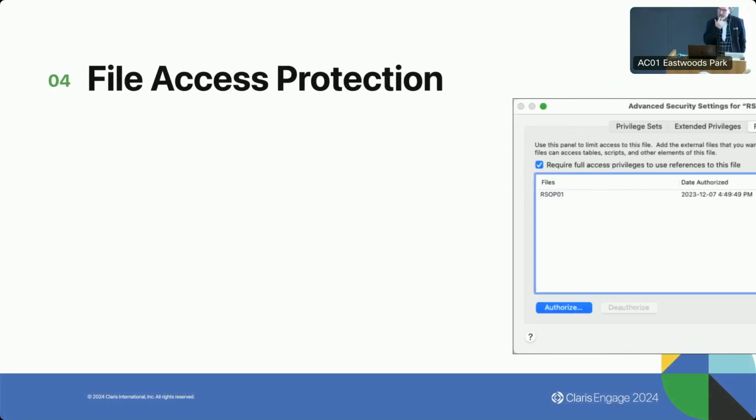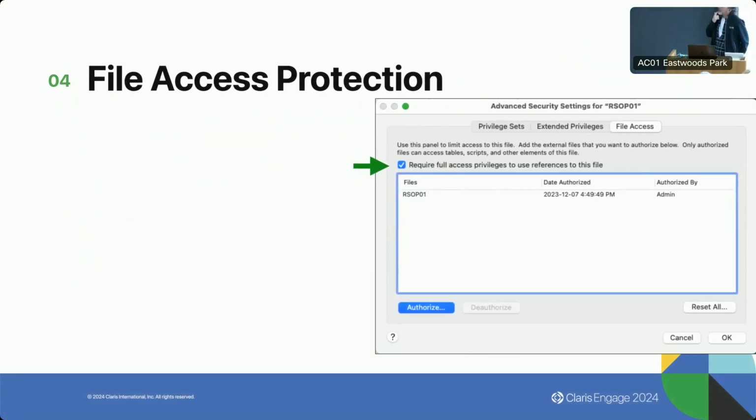File access protection. It's on by default these days, which is great. If you have an old file, it's probably off by default. And I highly suggest you leave this room and go fix that. And I'm not kidding. This is the single easiest way to get into any file, right? If that thing is off, I can get into your file. I can guarantee it, right?